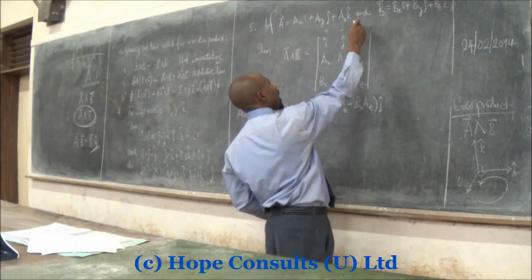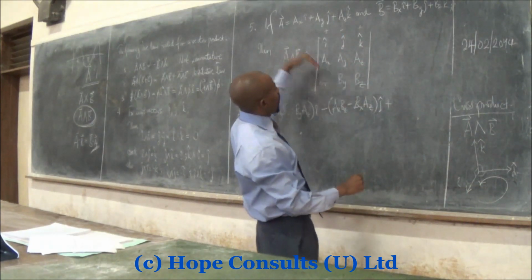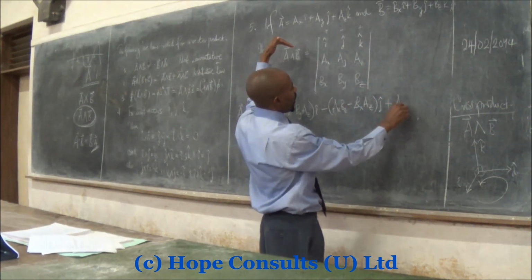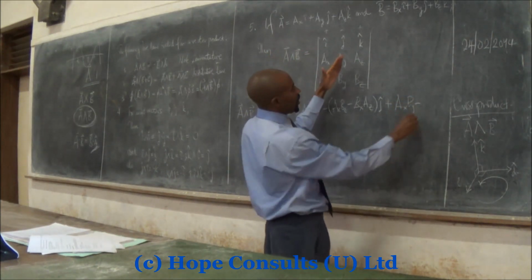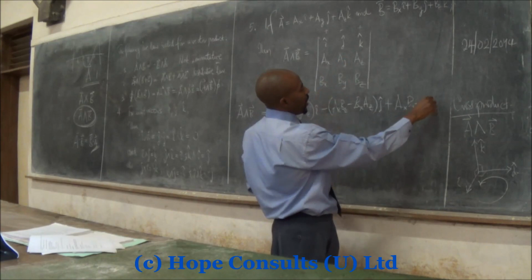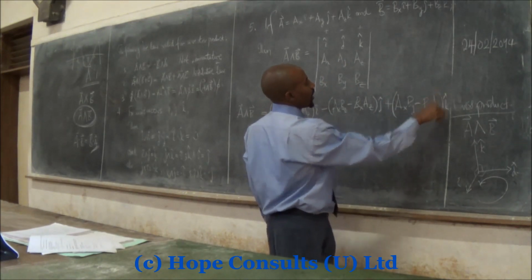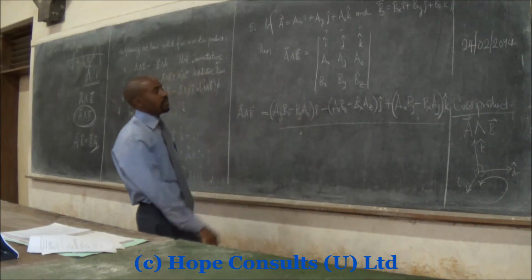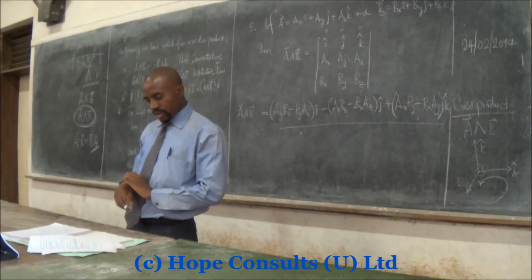So this will be K. I cut out this, get the left, A_x B_y minus B_x A_y, and this gives me the K component. And that's how we get the cross product.